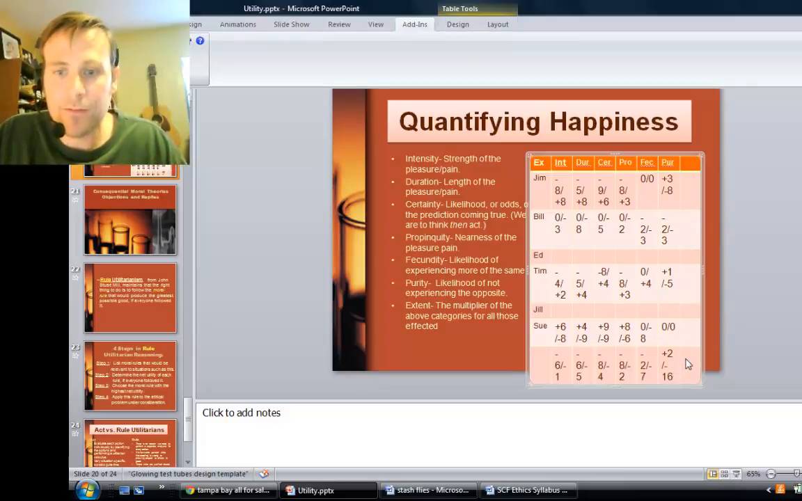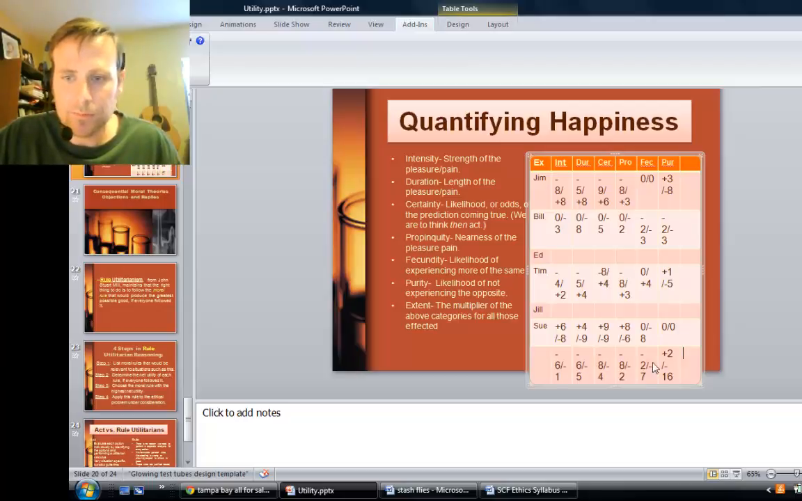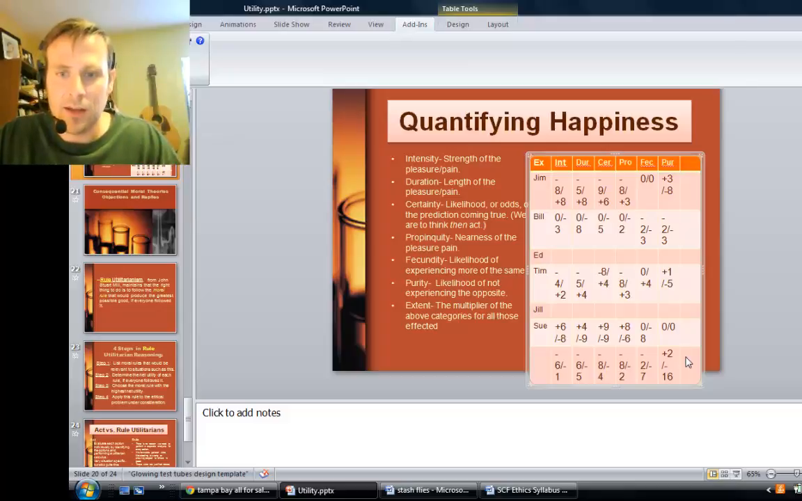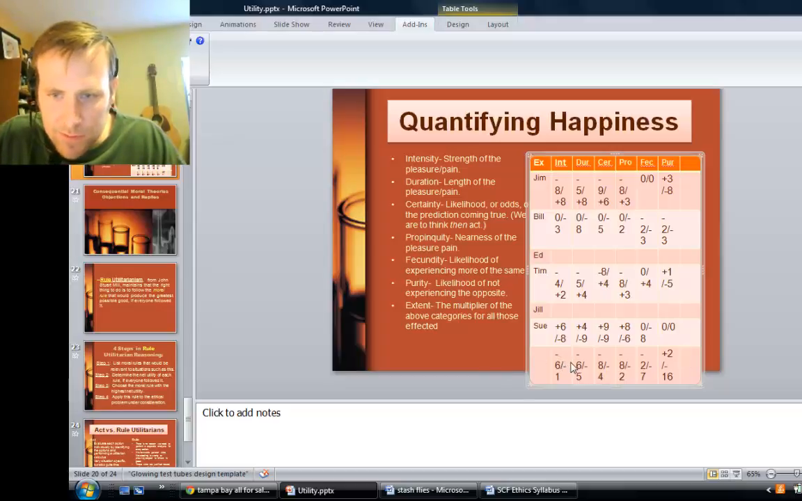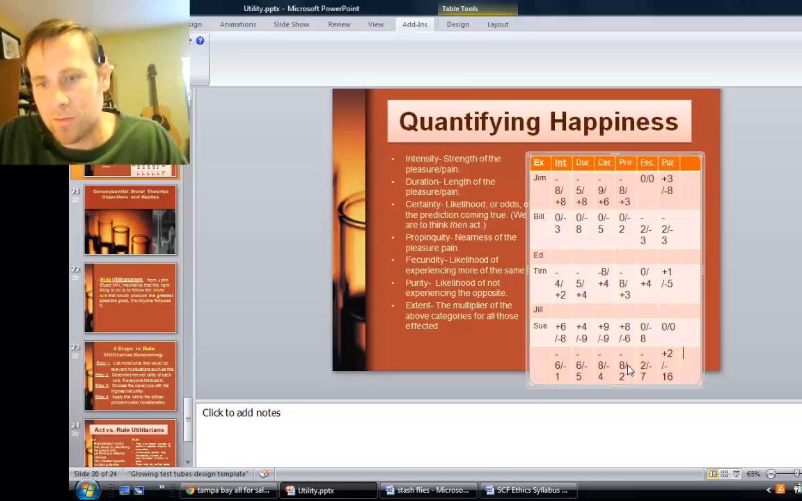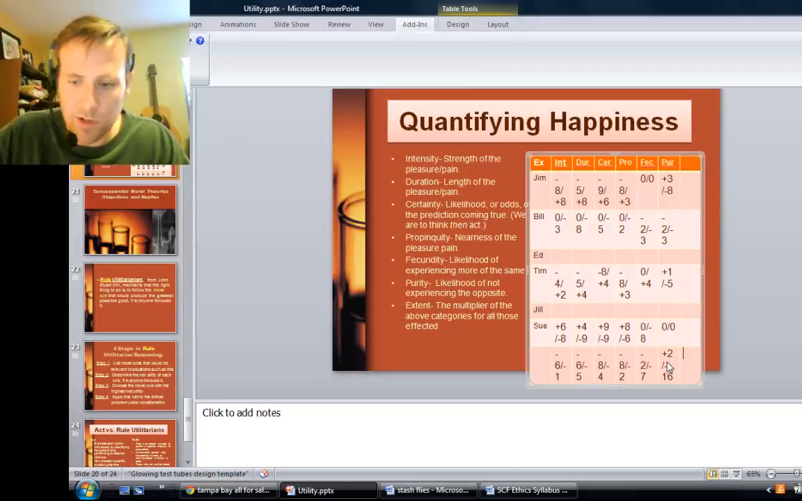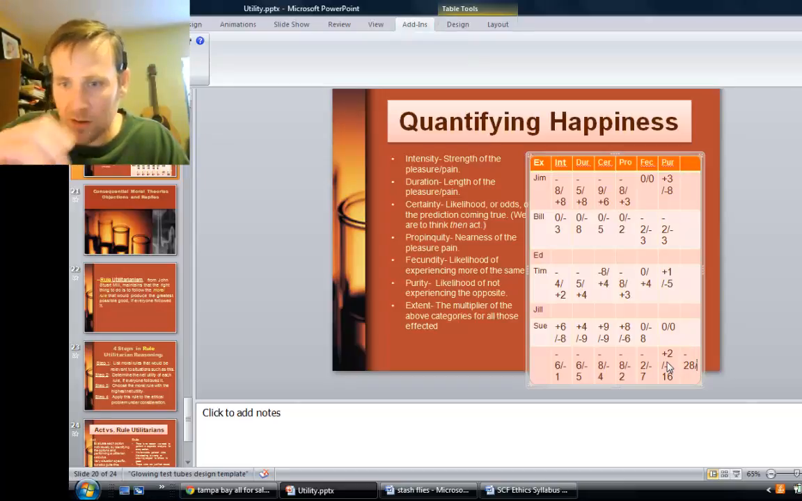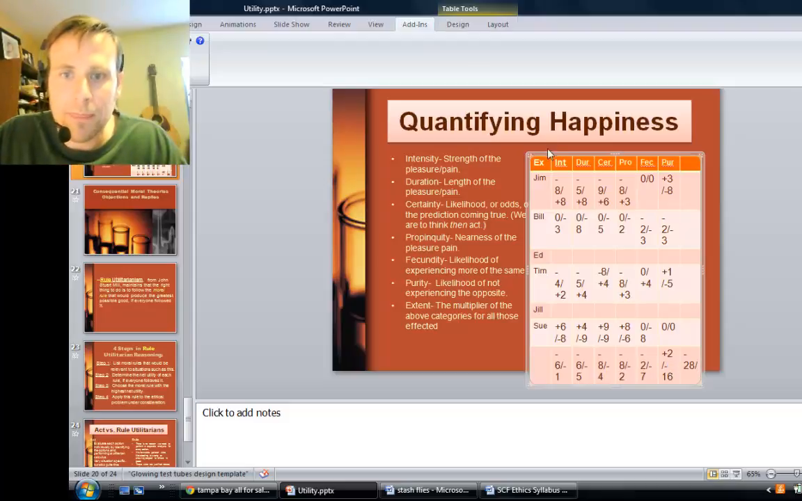Okay, so then finally we'll add up all of this bottom row over here to get our final answers for each option, positive or negative, and which one is more positive or more negative. -6 plus -6 is -12, -20, -28, so -28. So if we kick Jim out right now, it looks like we get a -28.